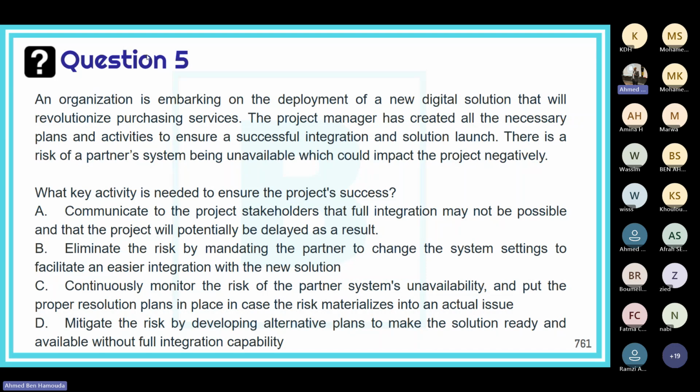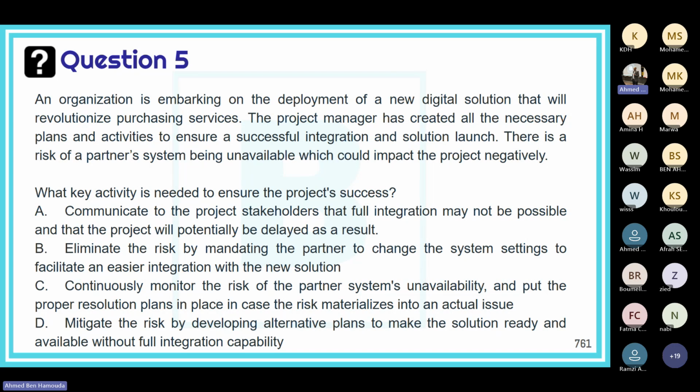Now, first of all, we need to be sure that here it says risk of a partner system being unavailable. It didn't say it is unavailable. It might be unavailable. Okay, it's a risk. It could impact. Okay, so communicate to the project stakeholders that full integration may not be possible and that the project will potentially be delayed as a result. That's an ineffective solution. We don't select it. Eliminate the risk by mandating the partner to change the system settings to facilitate an easier integration with a new solution. We don't select answer B because it includes a word such as mandating, imposing, forcing. We avoid answers with such keywords, okay?